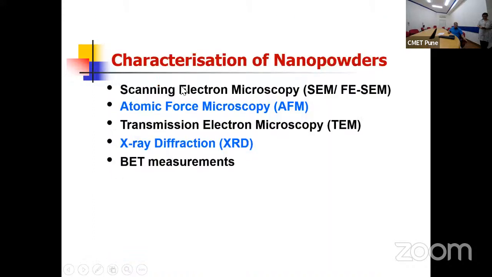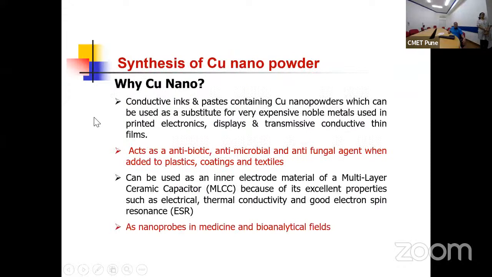After collecting the material, we are characterizing the nano powder by using scanning electron microscope, atomic force microscope, transmission electron microscope, X-ray diffraction, and so on. I will not go into details, we are just using these techniques to characterize the nanomaterials. So we are synthesizing different materials.